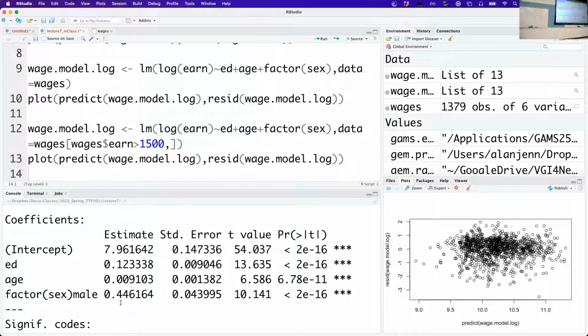Any questions about that? How did you arrive at the 1,500? Not just the number, but how did you determine that the problem is with the wages below a certain level?